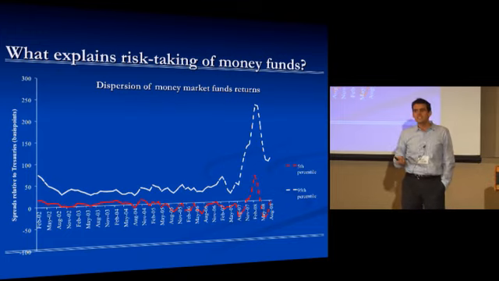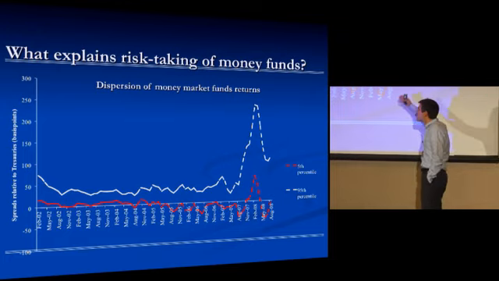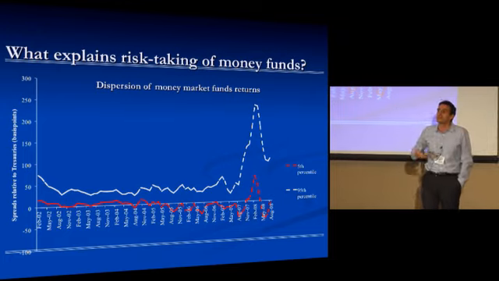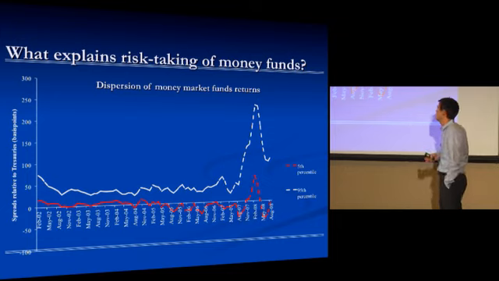And what you see is that basically up to August 2007, most money market funds paid similar returns, which we interpreted as taking a similar type of risk. So there wasn't much dispersion. It was somewhere between 20 and 30 basis points between the high and the low performing.